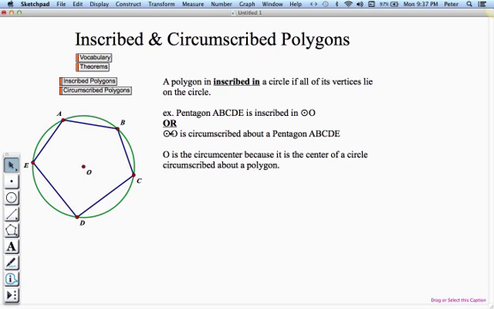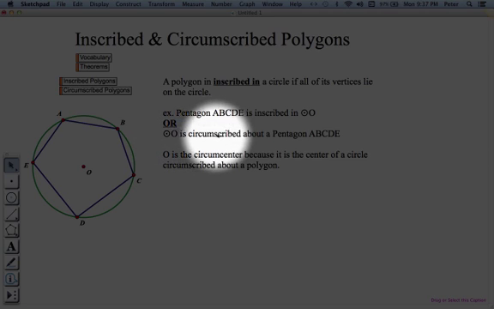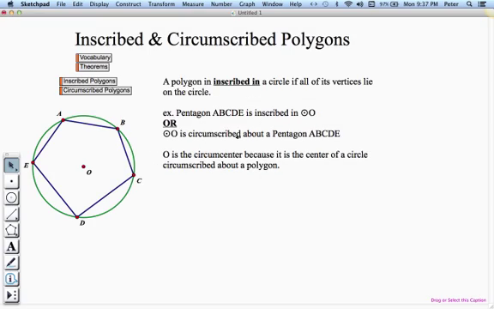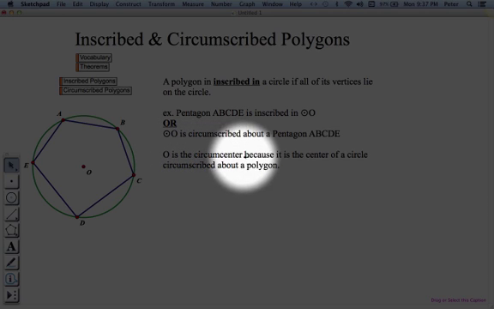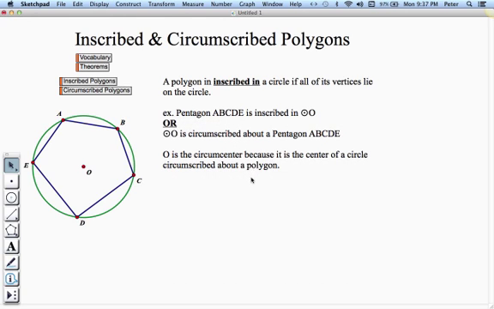Or you could say that circle O is circumscribed about pentagon ABCDE. Now, another term that admittedly you're not going to hear very often, but we would say that O is the circumcenter, and that is because it is the center of a circle that is circumscribed about a polygon.